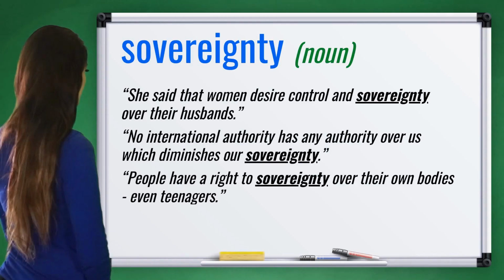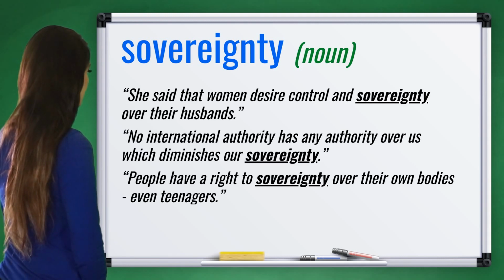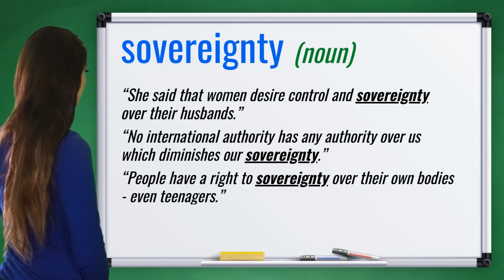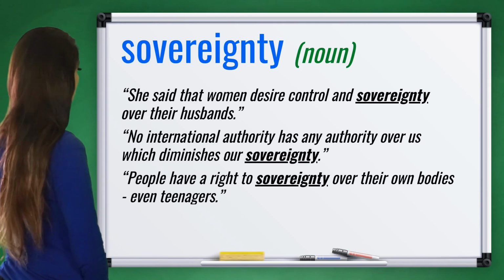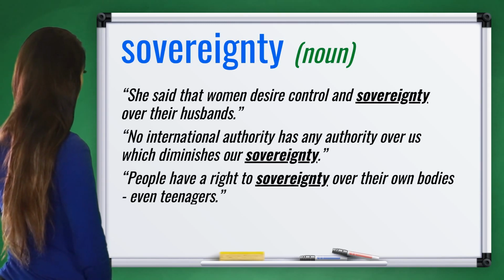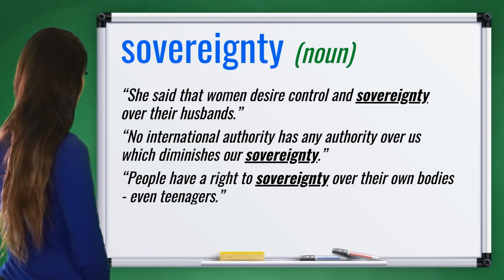Awesome! You learned that quickly. Let's put it in some sentences to understand how to use it. The first example. She said that women desire control and sovereignty over their husbands. Now, repeat after me. She said that women desire control and sovereignty over their husbands.